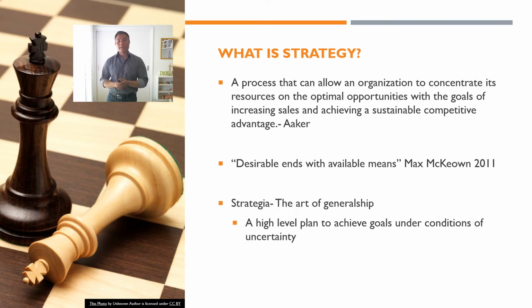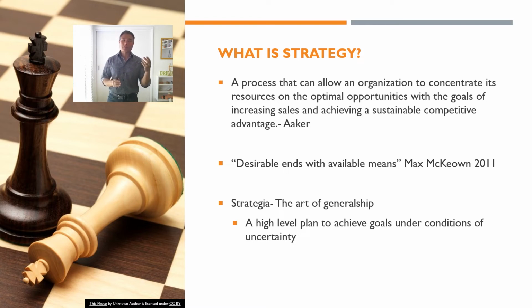The second definition is a little bit more pithy, a bit more concise. So it's simply, Max McKeown defines strategy as desirable ends with available means. I really like this definition because, first of all, it's quite broad, so it's different from David Aaker's in the sense that it's not just a definition of strategy that is applicable only to business. You could easily apply Max's definition of strategy to anything from war through to building a house, through to business, obviously.